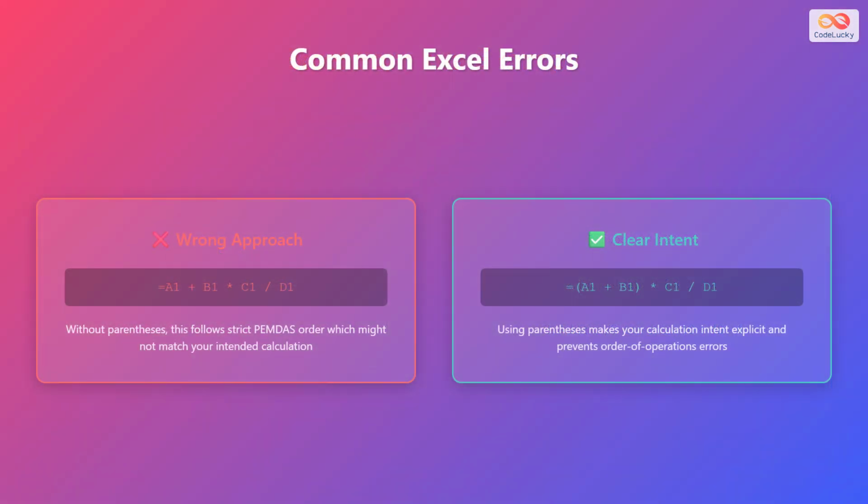A common mistake in Excel is not using parentheses correctly. For instance, the formula equals A1 plus B1 multiplied by C1 divided by D1, without parentheses, strictly follows the PEMDAS order. This might not match the calculation you intended. Using parentheses makes your calculation explicit and prevents order of operations errors. The formula should be equals open parenthesis A1 plus B1 close parenthesis multiplied by C1 divided by D1.